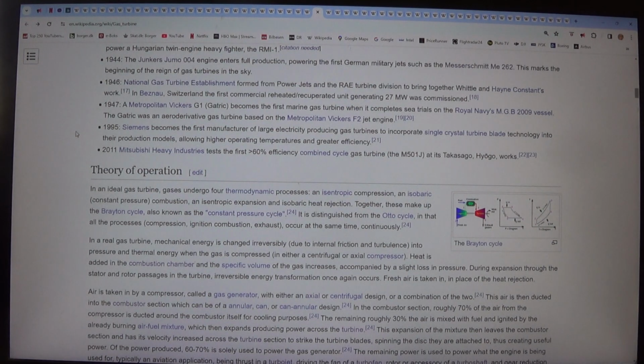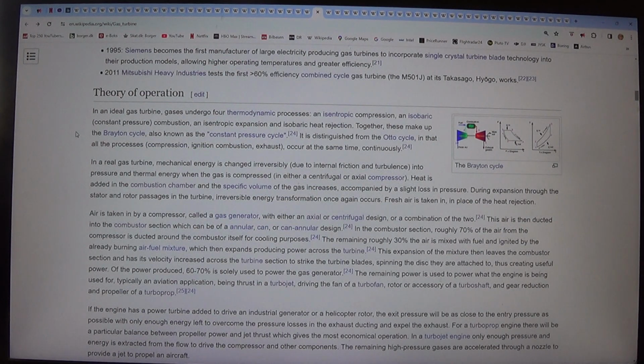In 1995, Siemens becomes the first manufacturer of large electricity-producing gas turbines to incorporate single crystal turbine blade technology into their production models, allowing higher operating temperatures and greater efficiency. In 2011, Mitsubishi Heavy Industries tests the first 60% efficiency combined cycle gas turbine, the M501J, at its Takasago, Hyogo, works.